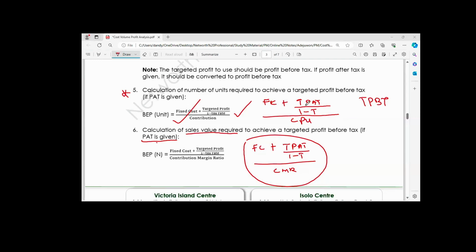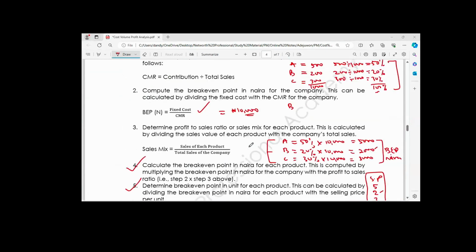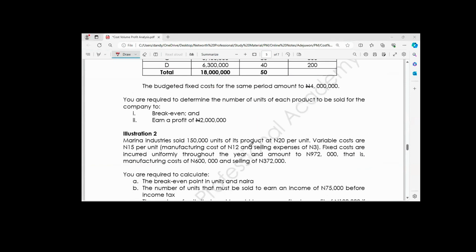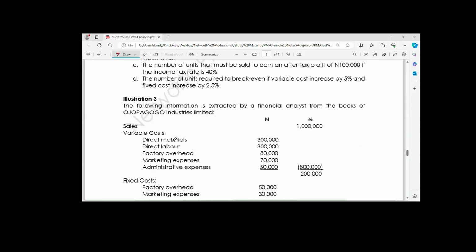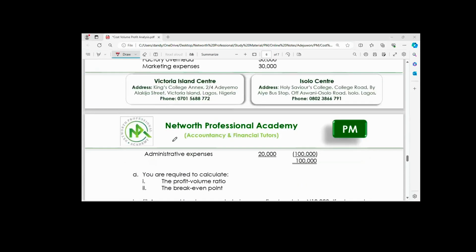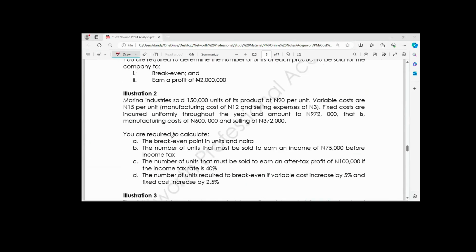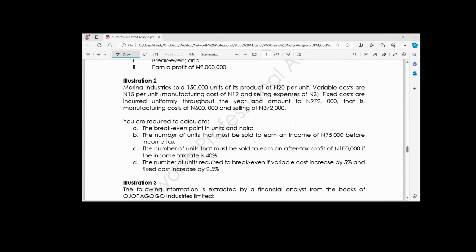So let's have an illustration. Let's start small, so let's have a question to demonstrate the understanding of the concepts. Let's solve illustration number 2 for a start.